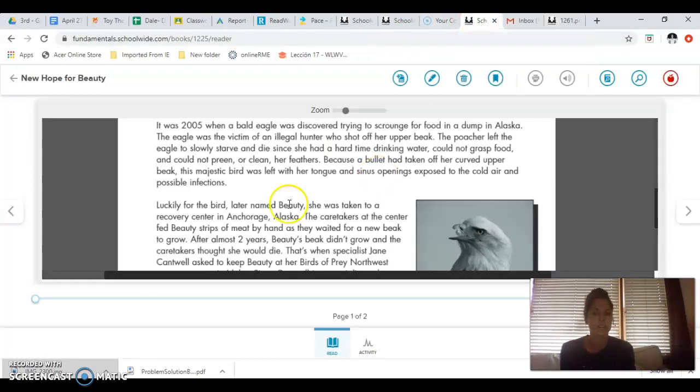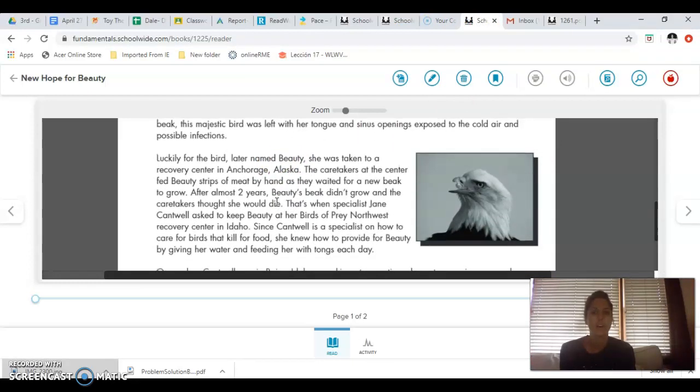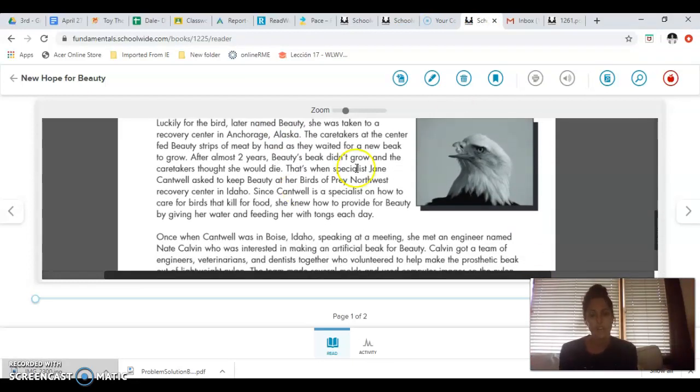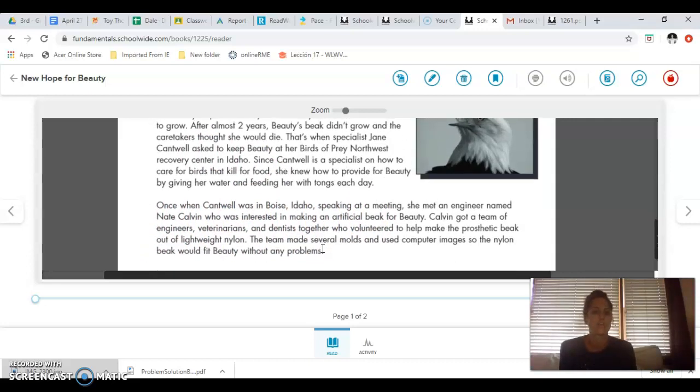They had to think of a different way to solve the problem. Then another solution: remember the specialist came in and took her to Birds of Prey Northwest Recovery Center in Idaho to create what? From a meeting she met someone, and then they were going to create an artificial beak, right? Made out of nylon. So that was the second attempted solution, and maybe the whole solution.